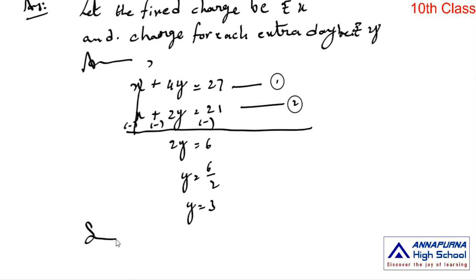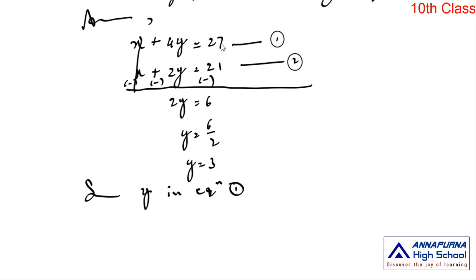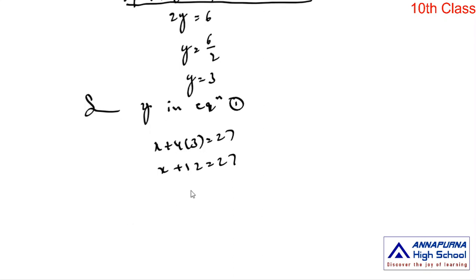Now substitute this y in equation 1. Here equation 1 is x plus 4y is equal to 27. So x plus 4y means 4 into 3 is equal to 27. x plus 12 is equal to 27. So x is equal to 27 minus 12. x is equal to 15.